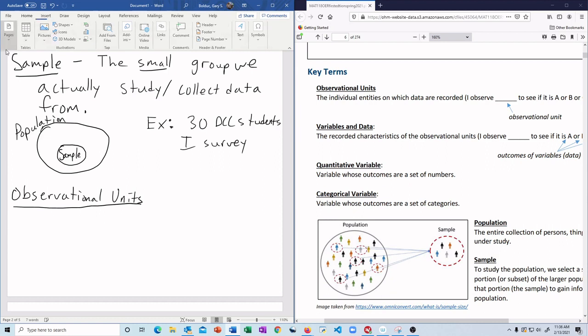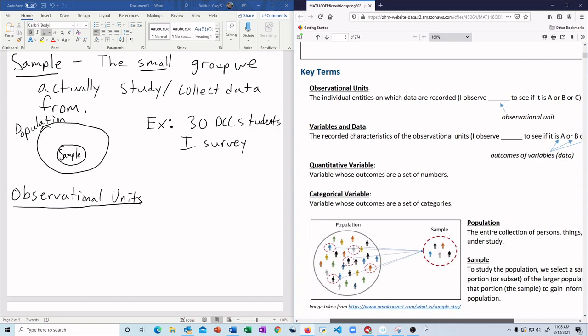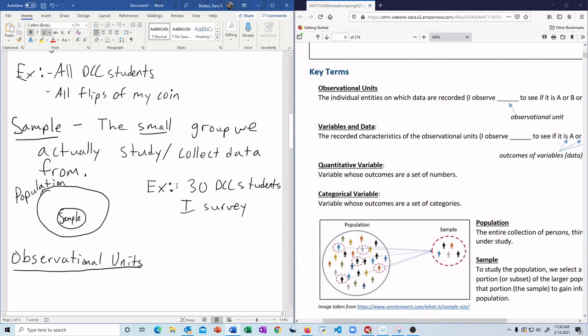All right, well, again, let's just scroll up here and see what it says. It says the individual entities on which data are recorded. Okay, so the individual entities on which data are recorded. So we have to think of a way to say that maybe in our own words. First things first, we should be thinking about this definition, because I keep underlining things and pointing out this for observational units. The individual. So observational units, we want to think as single individual things. Okay? So little things. And these are the things we directly gather data from. All right?